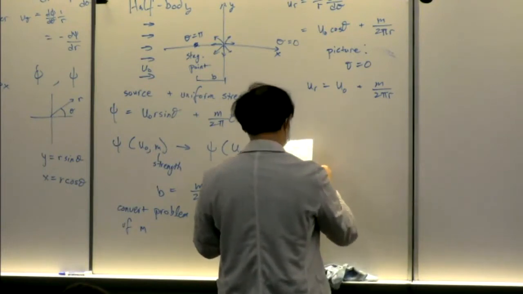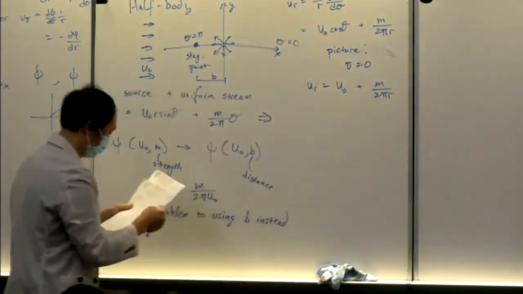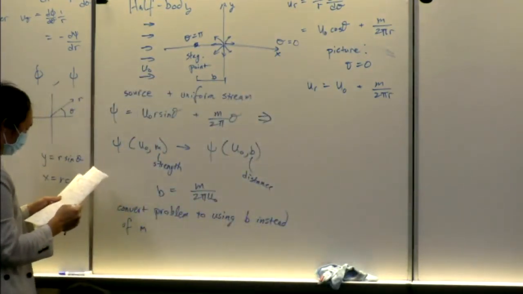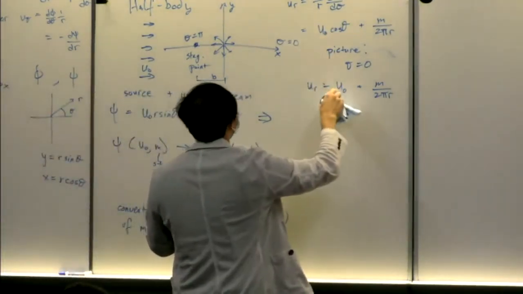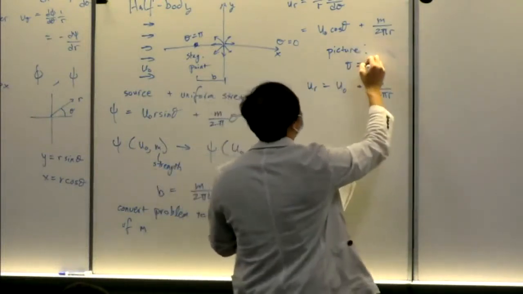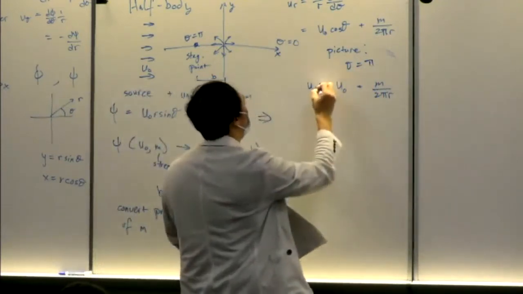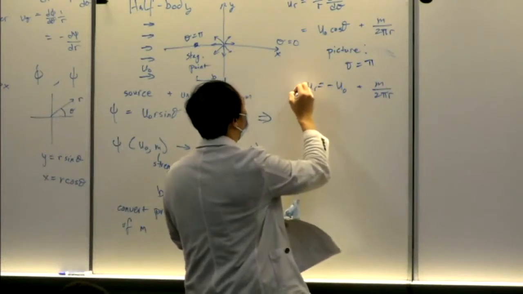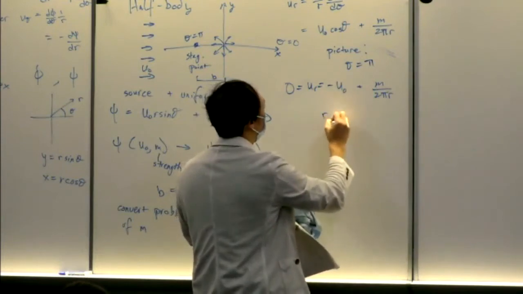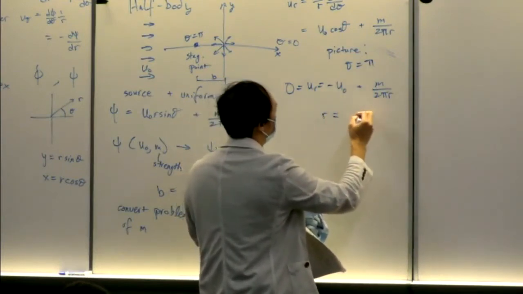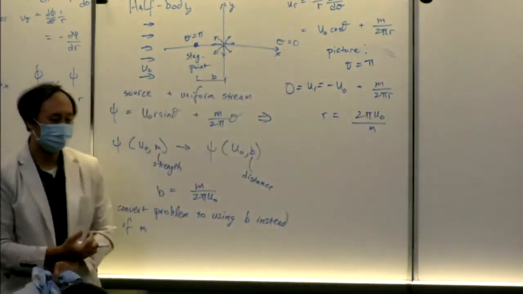And for this to be 0, you need to have... there's something wrong. Is theta equal to pi at the stagnation point? Hold on. Theta is equal to pi. Yeah, there we go. Thanks. So theta equal to pi, so this will give you negative U naught. And then for this to equal 0, we have M, well, let's just rearrange. The big important thing is R is equal to 2 pi U naught over M. Okay. So that's how you figure out the location of the first stagnation point.